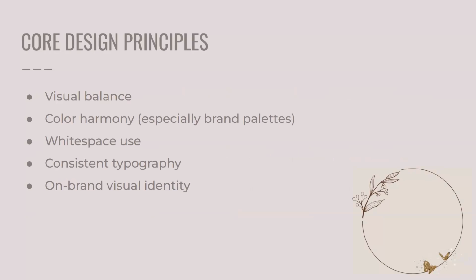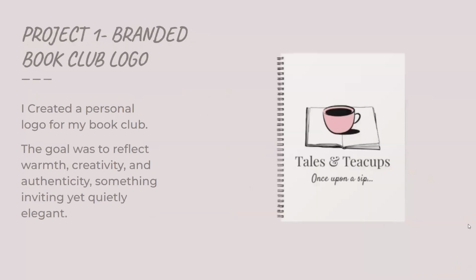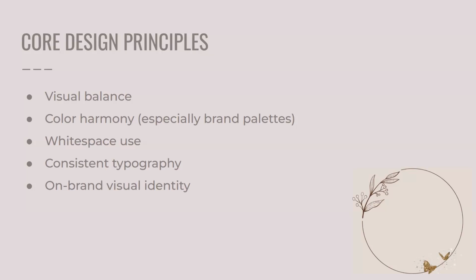You have core design principles such as visual balance, color harmony, white space use, consistent typography, and on-brand visual identity. Every design involves key principles, and you are thinking, how do I align this particular element to match this particular message? Or how do I meet this brand's goal or identity and bring it visually? How do I put the thoughts in my head down in a visual presentation?